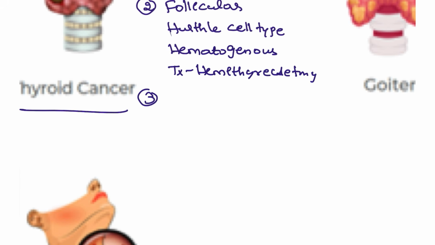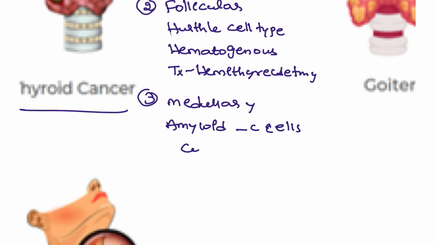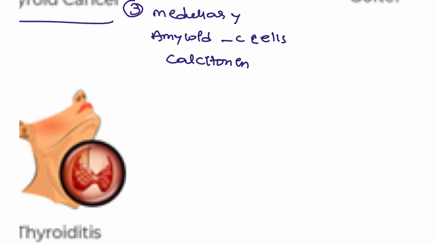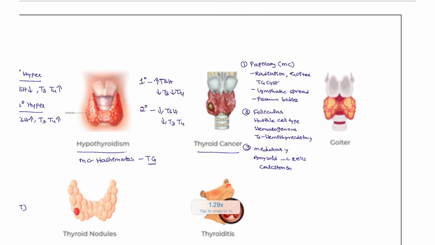Third one is the medullary type. Third is medullary thyroid cancer. This is due to amyloid and involvement of the C cells. C cells will be involved. Calcitonin is positive in this patient. And the last type is the anaplastic type, that is a severe type.